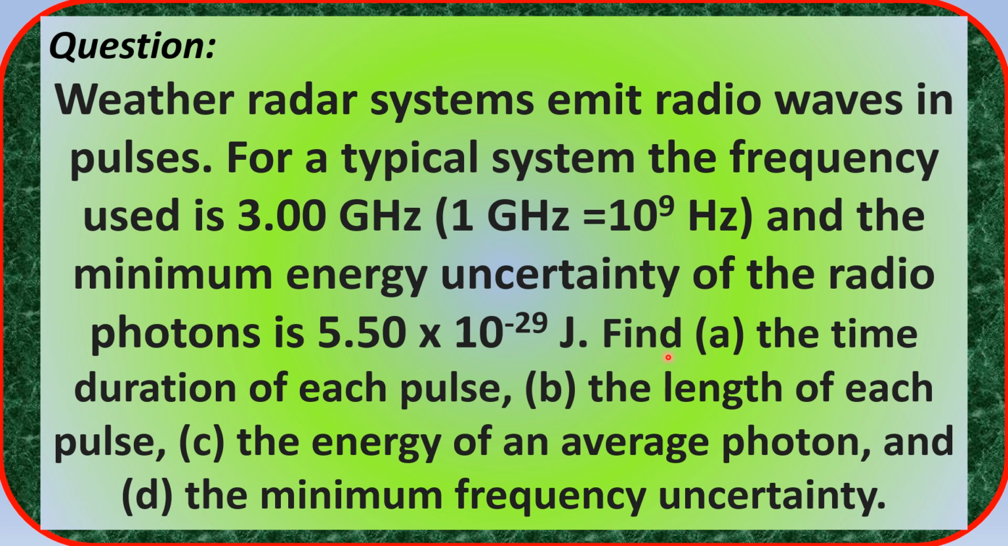Question letter A. Find the time duration of each pulse. Question letter B. Find the length of each pulse. Question letter C. Find the energy of an average photon. And question letter D. Find the minimum frequency uncertainty.